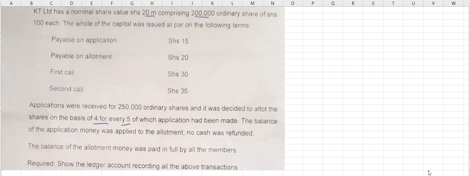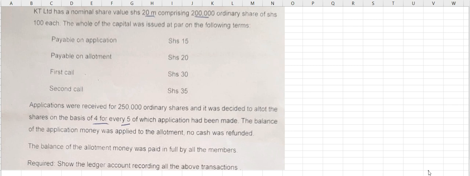KTL has a nominal share value of shillings 20 million, comprising 200,000 ordinary shares of shillings 100 each. The whole of the capital was issued at par on the following terms: payable on application, shillings 15, payable on allotment, shillings 20, first call, shillings 30, second call, shillings 35.